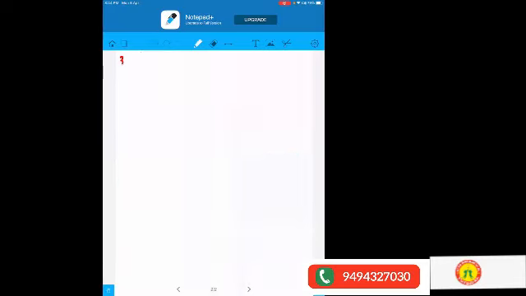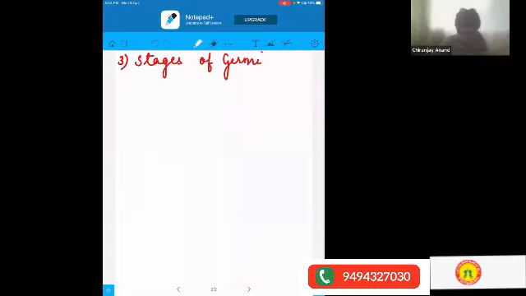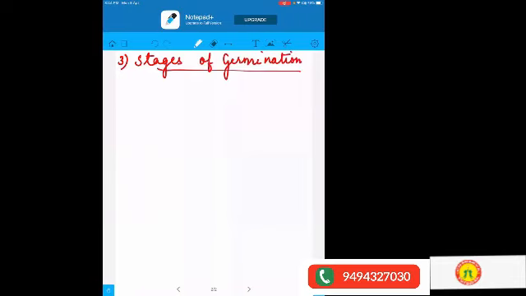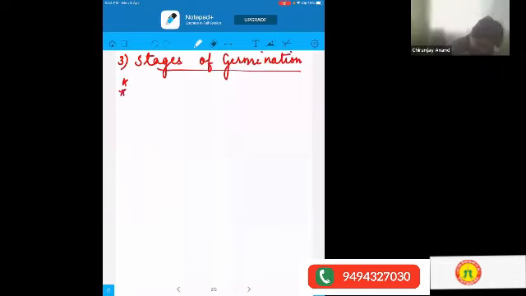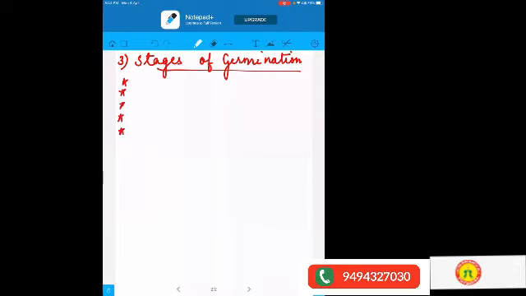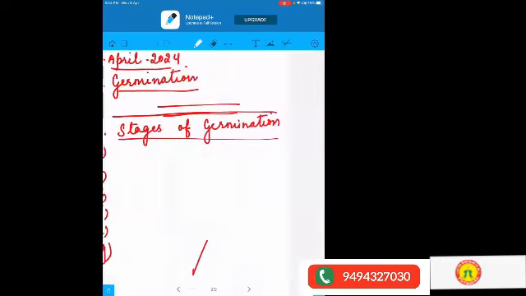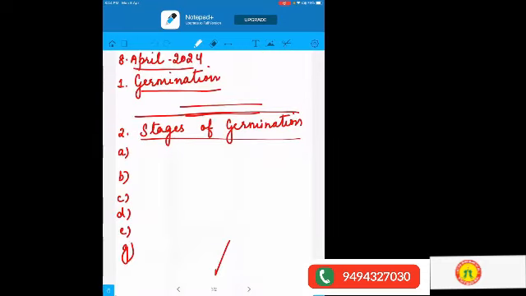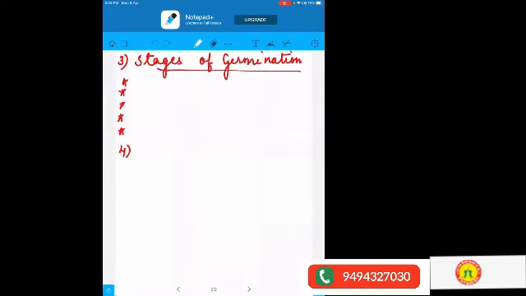After this, write the third point, which is again the stages of germination. I hope you are clear, children, why we are writing the stages of germination twice. Yes, ma'am. One is for the long answer, one is for the short answer. Those 5 points you should write. Then the fourth one, like this. First one, germination definition. Second one, stages of germination, all 10 points. And then third one, stages of germination, here 5 points you should write.